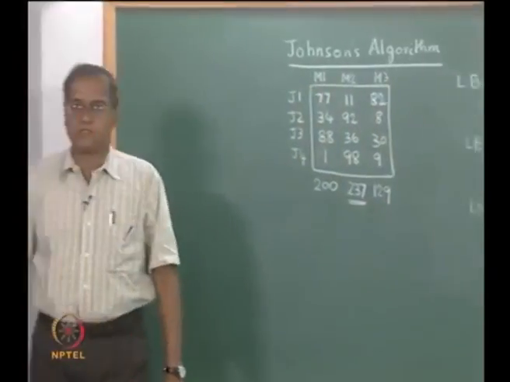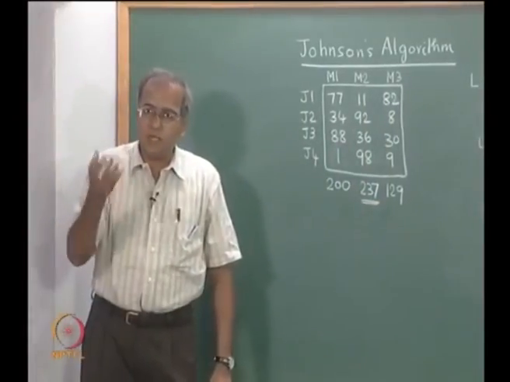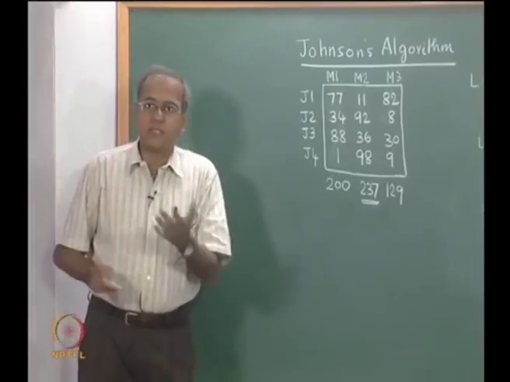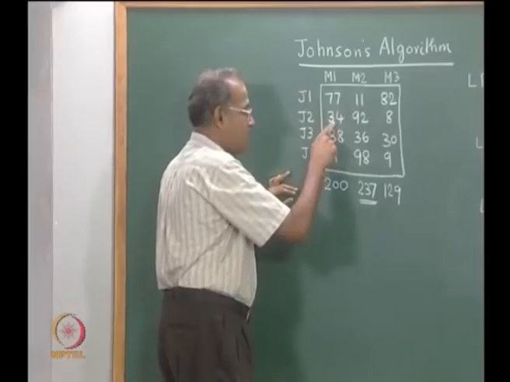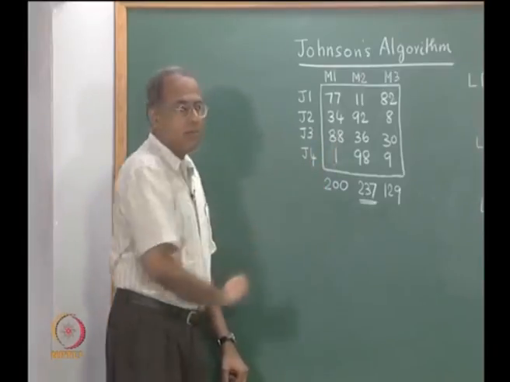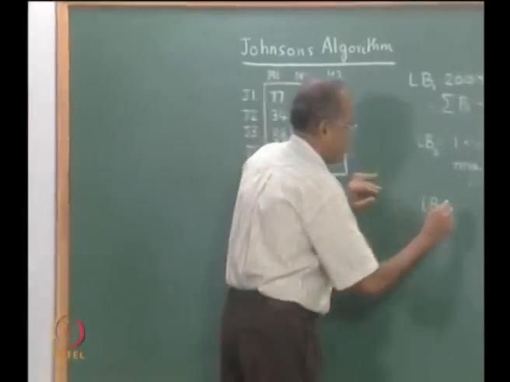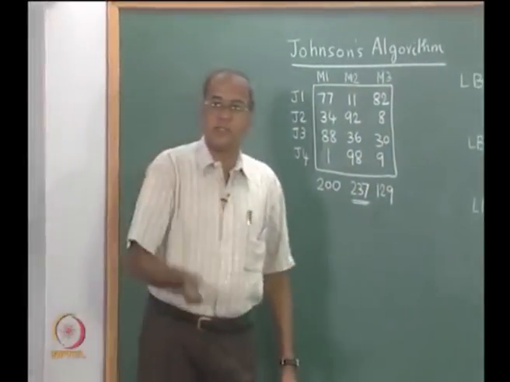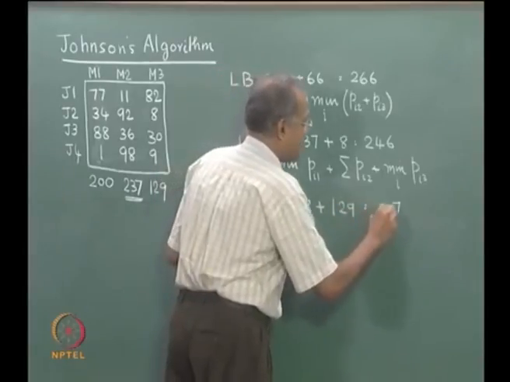Now, the lower bound based on machine 3 is this. Machine 3 by itself has a time of 129, but machine 3 cannot begin till at least one job has finished on M1 and M2. So, the earliest machine 3 can begin is the minimum of the sum of these two. So, this is 88, this is 126, this is 124 and this is 99. So, the earliest M3 can begin is 88 if J1 happens to be the first job. So, the earliest it can begin is 88 and it requires at least 129, then the last job is over. So, the earliest based on M3 would be 88 plus 129. So, 137, 129, 137, 217.